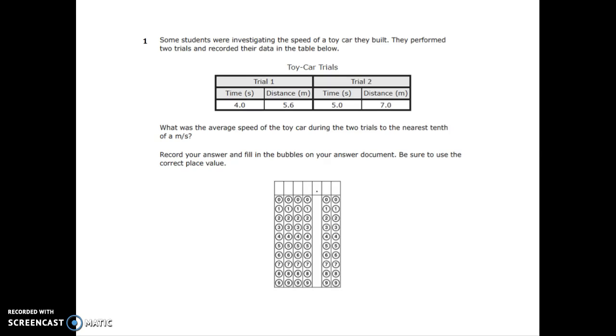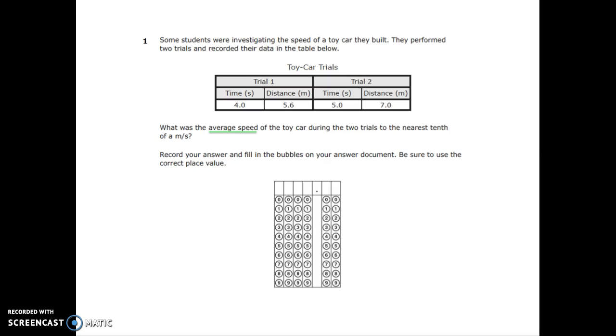Some students were investigating the speed of a toy car they built. They performed 2 trials and recorded their data in the table below. What was the average speed of the toy car during the 2 trials to the nearest tenth of a meter per second? Record your answer and fill in the bubbles on your answer document. Be sure to use the correct place value.